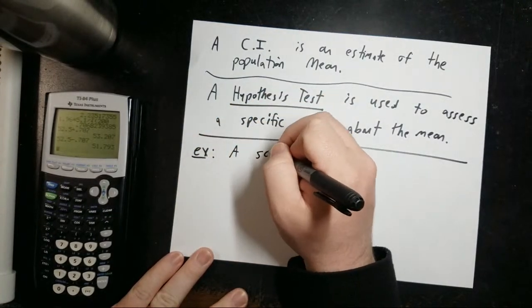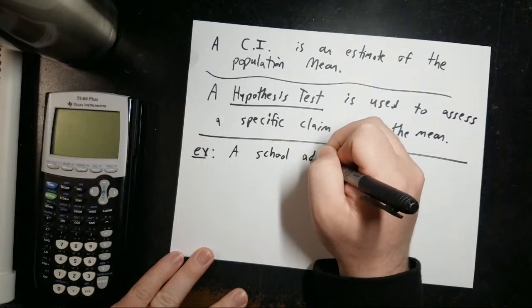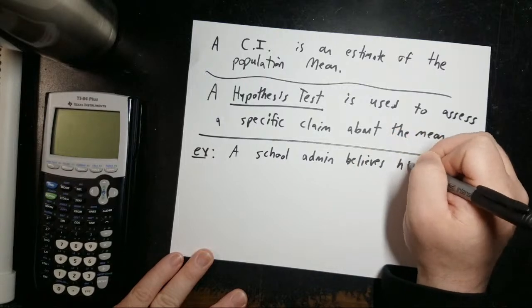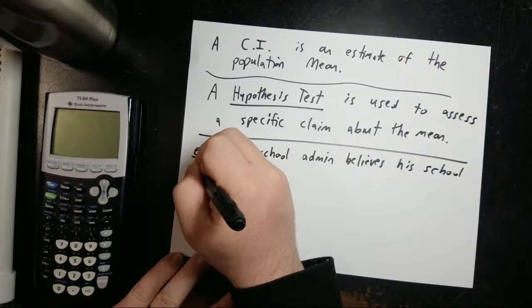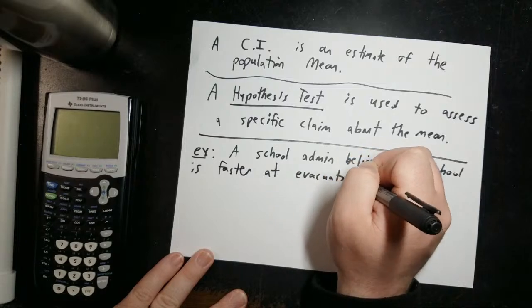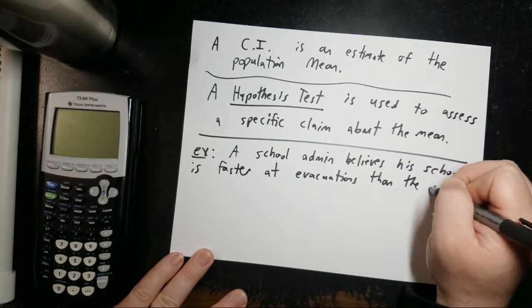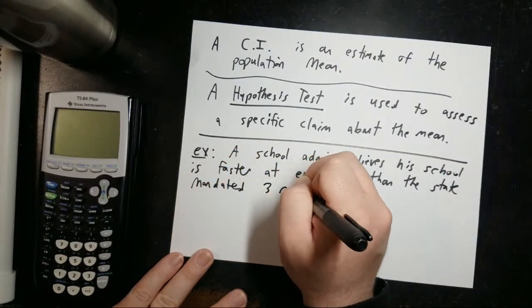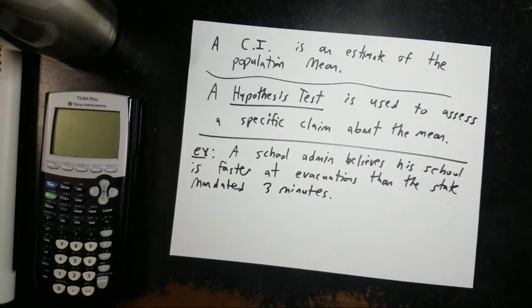So let's just say a school administrator believes his school is faster at evacuations than the state mandated 3 minutes. The state mandates that every school needs to be able to evacuate in 3 minutes. And a school administrator believes that his school is faster than that 3-minute benchmark.